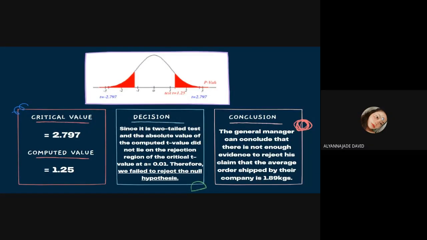In summary, our critical value is 2.797, while our computed value is 1.25. As we analyze the hypothesis test graph, the blue represents our critical value, while the red shows our computed value. We observe that on the right side, the computed value is less than the critical value, while on the left side, it is greater than. That's why our computed value falls within the non-rejection region.